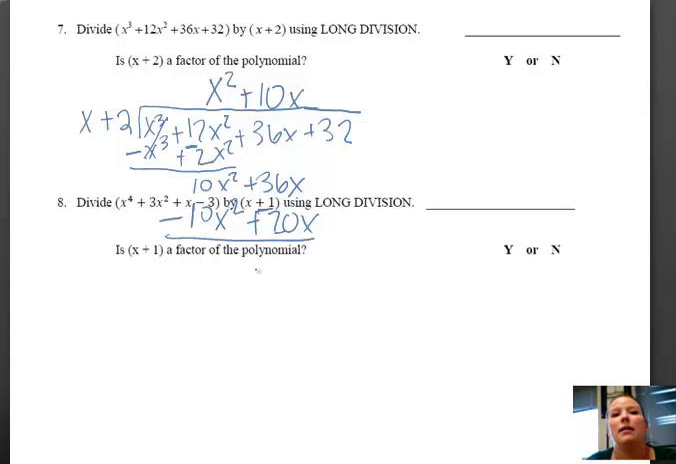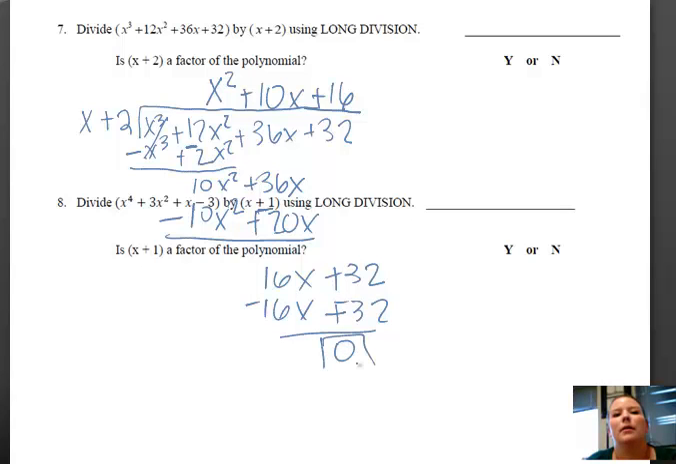Subtract, subtract. So I get 16x plus 32. So I would do plus 16. So I get 16x plus 32. Subtract, subtract. My remainder is 0. So my answer that I would write in the blank would be x squared plus 10x plus 16. And I would say yes, it's a factor because the remainder became 0.